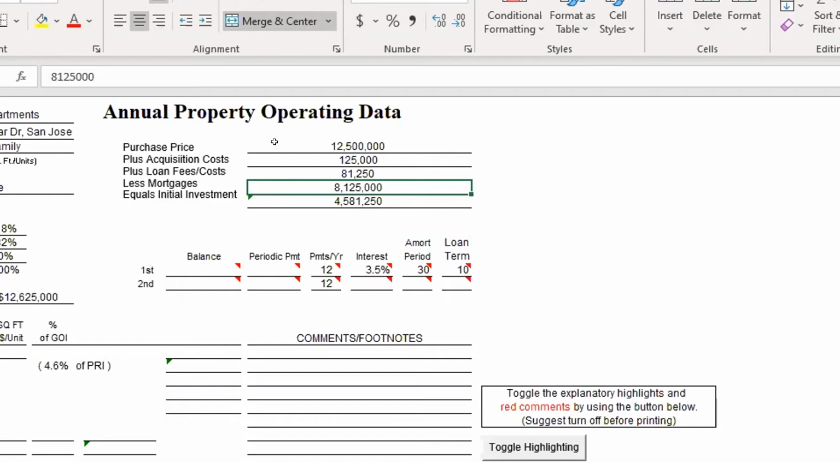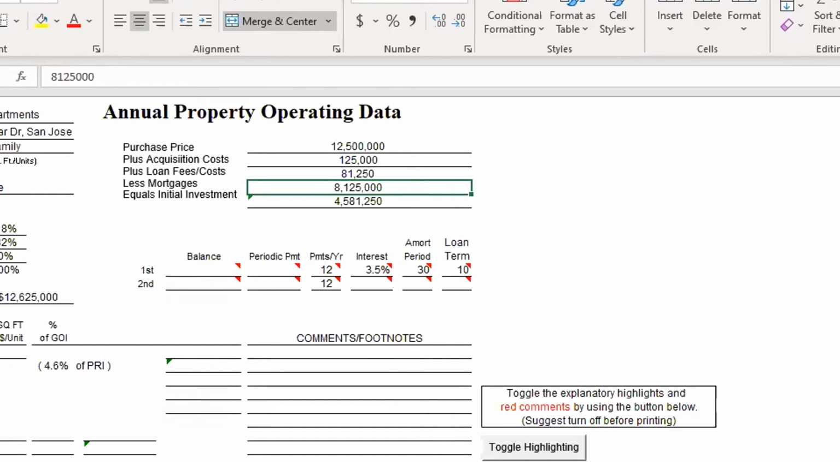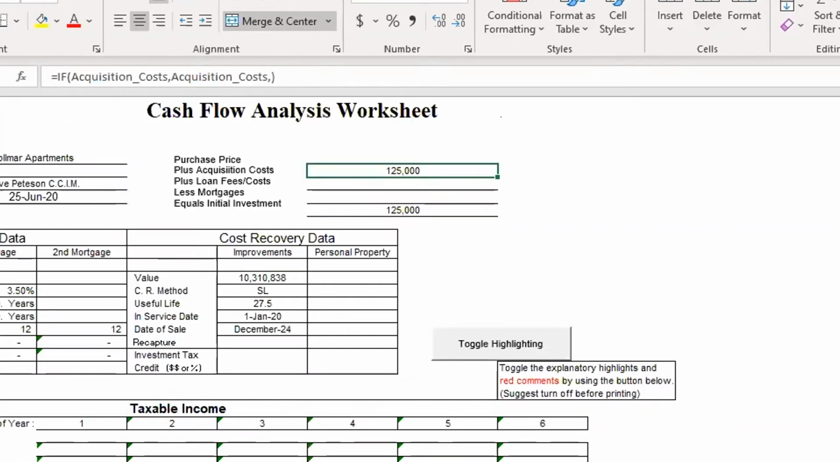Now, real quick, since I just put the loan information, I'm going to come over here to the second page. You see how in the spreadsheet, there's multiple tabs. This is the first year. But for mortgage purposes, I'm going to go over here, okay? And I'm going to put the mortgage amount, 8,125. 3.5% interest, 30-year amortization period, 10-year loan term. That's what they're quoting us, all right? I'm also just going to put this here real quick.